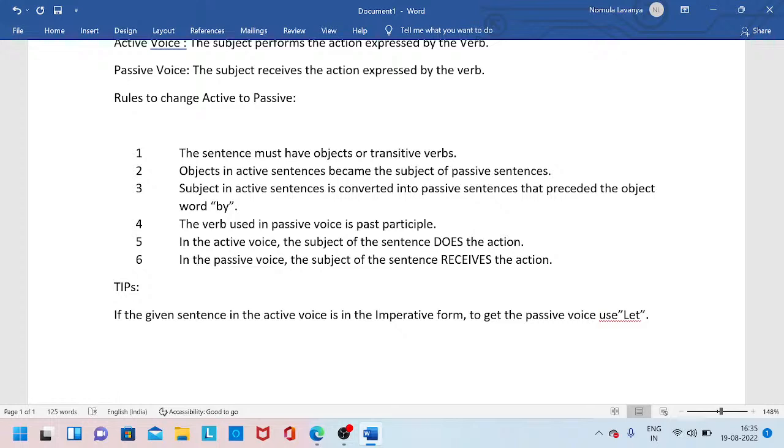The formation of passive voice equals let plus object plus be plus past participle. So this is what the tip is.